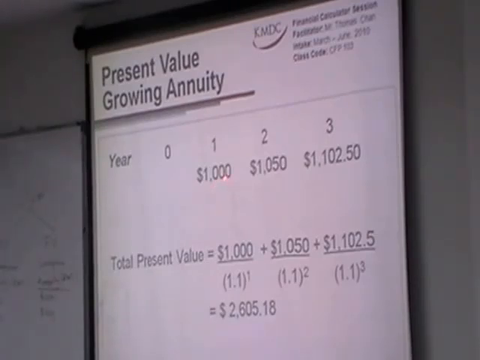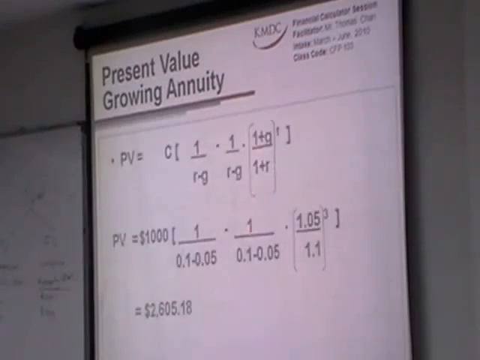$1,000, right? But now it's not $1,000 a year for 3 years. It grows. Next year 1,050, and then another 5%, 1,157. Can you follow? Now, if you find the present value, it is 2605.18. Now, for this one you use the calculator or the formula, and you get the answer.